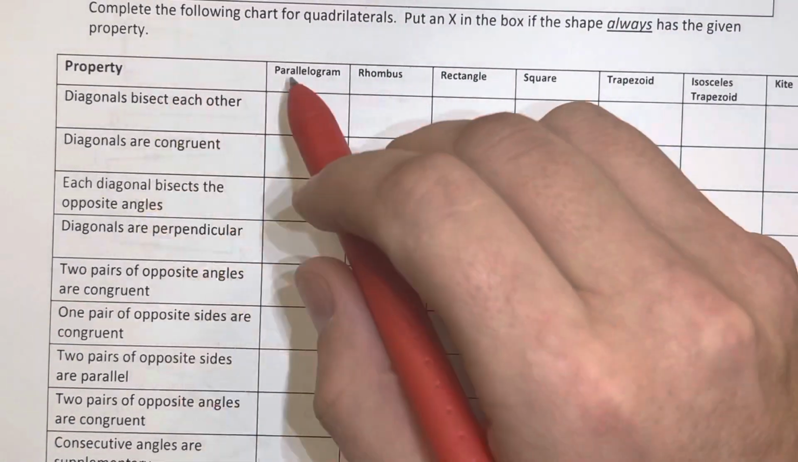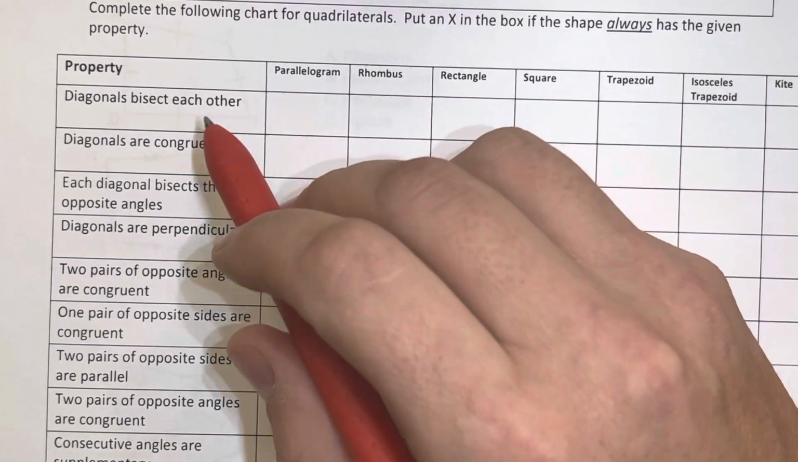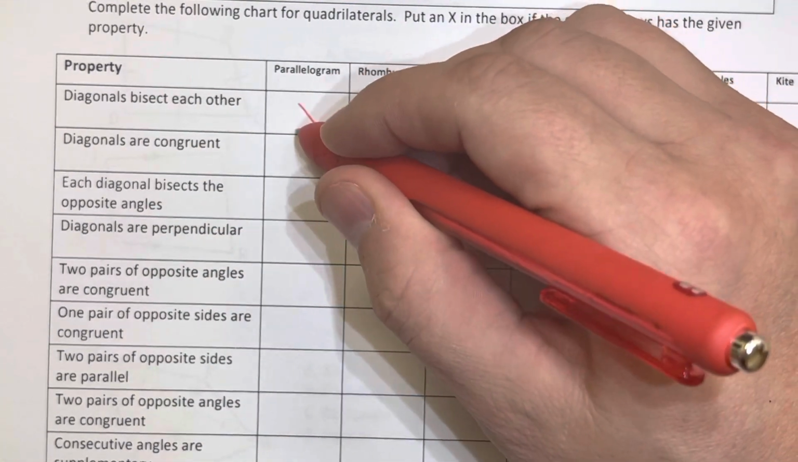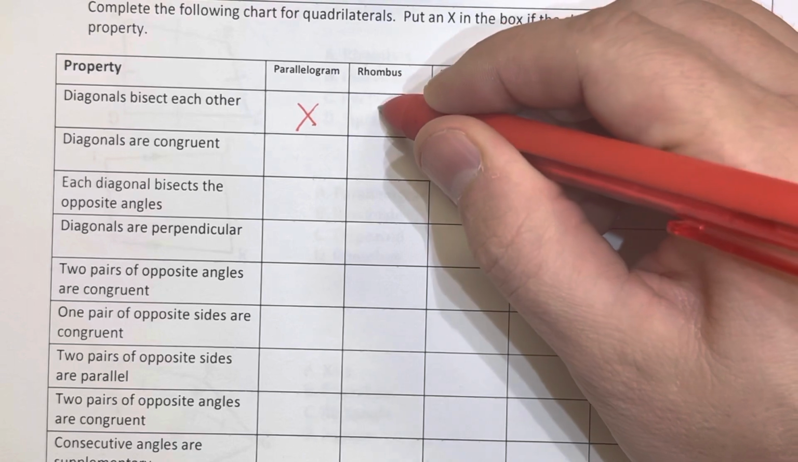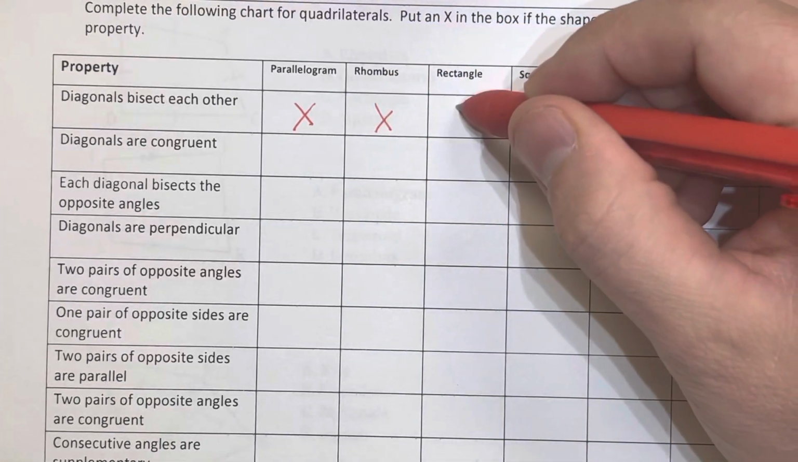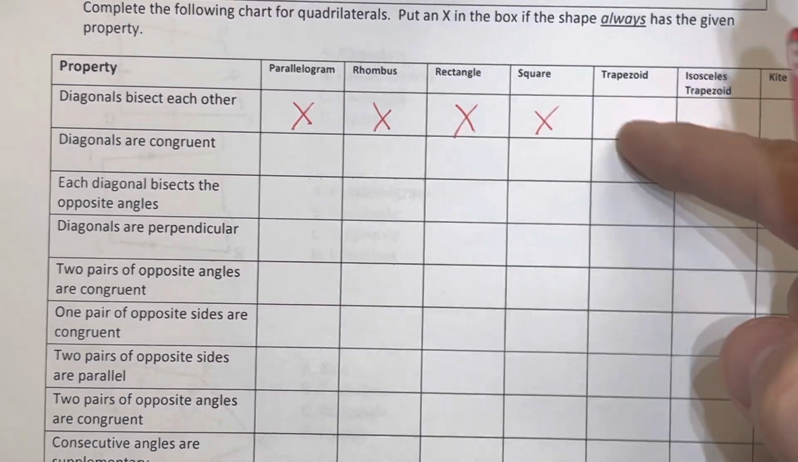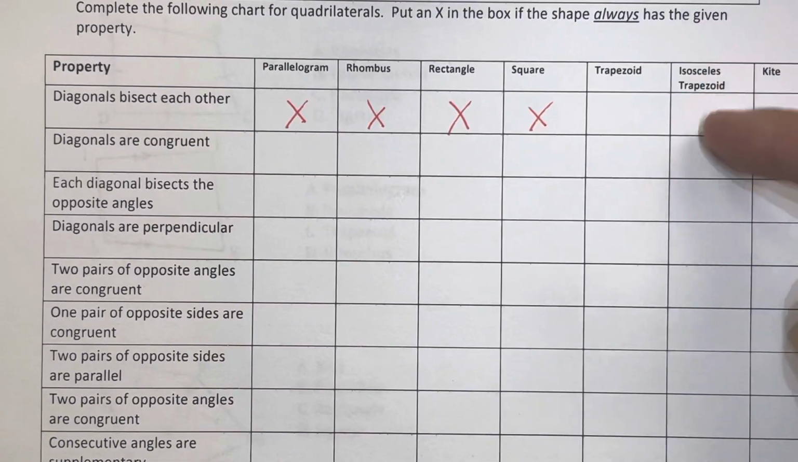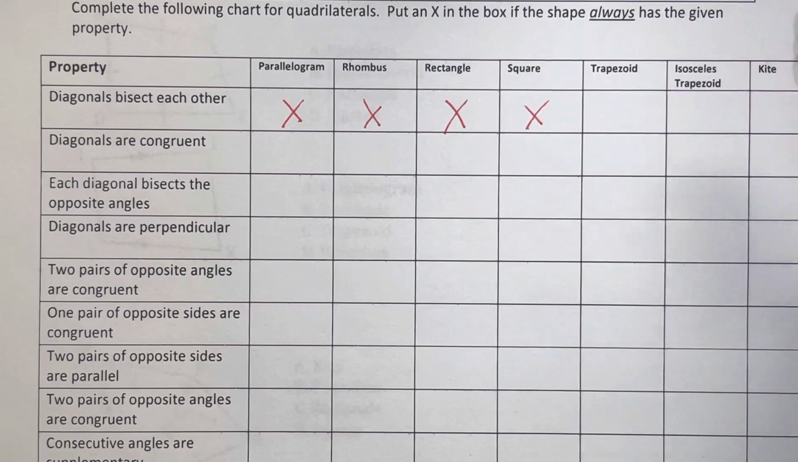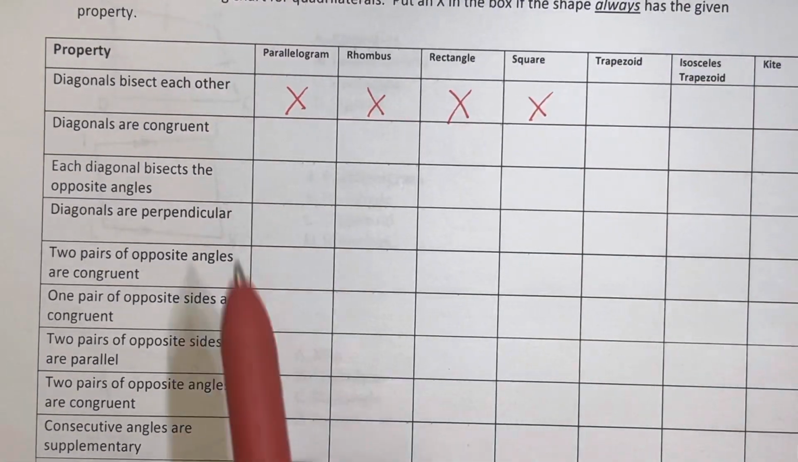So like with a parallelogram, I know that the diagonals bisect each other. I also know that's true for a rhombus. I also know that's true for a rectangle. I also know that's true for a square, not for a trapezoid, not for an isosceles trapezoid, and not for a kite.